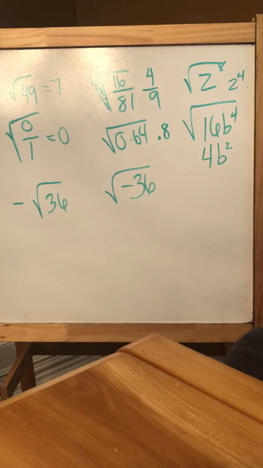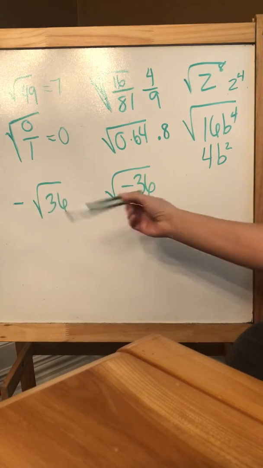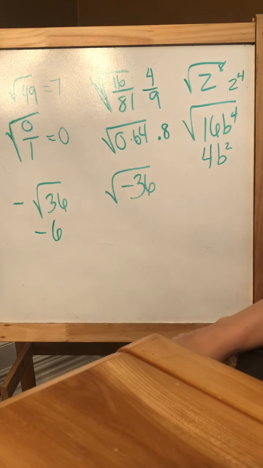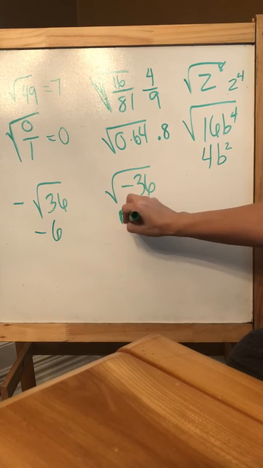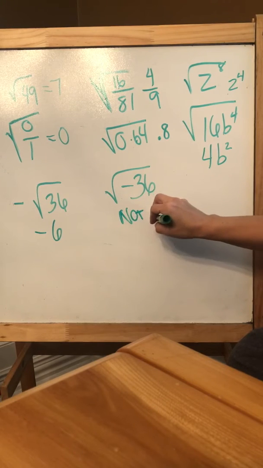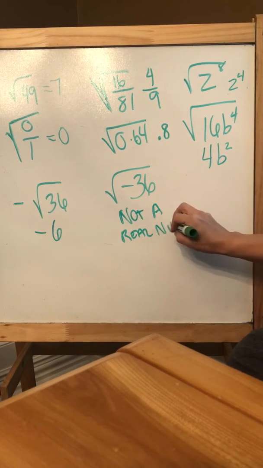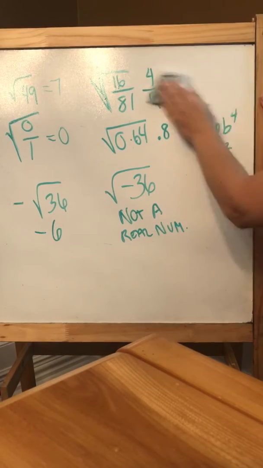Next we have the negative square root of 36. Take your square root of 36, which is 6, and add your negative sign. And the last one, the square root of negative 36, is not a real number. Okay, great job. Let's move on to example 2.